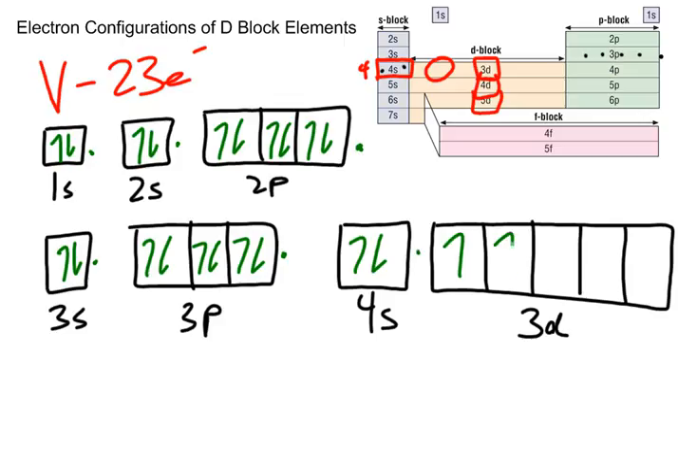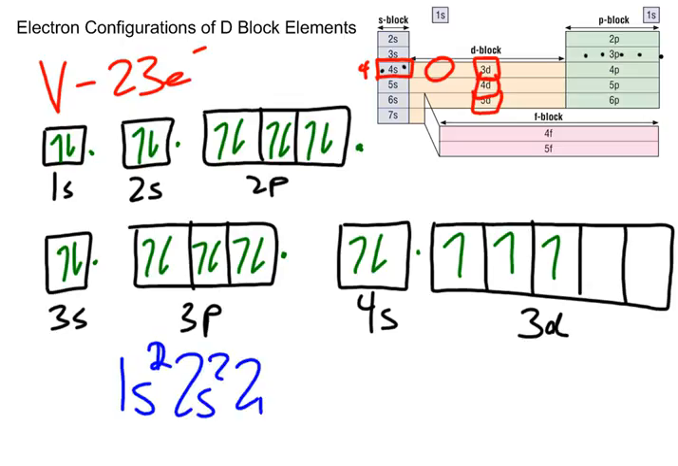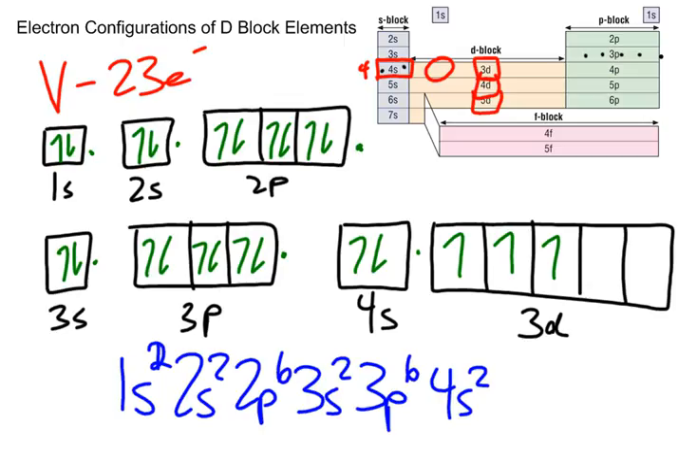1, 2, 3. Okay? So my electron configuration in this case is going to be 1s2, 2s2, 2p6, 3s2, 3p6, 4s2, and 3d3. Okay? So that would be vanadium. Alright, so your 4s is filled before your 3d. Now, that's if we're going in the middle of the D block.